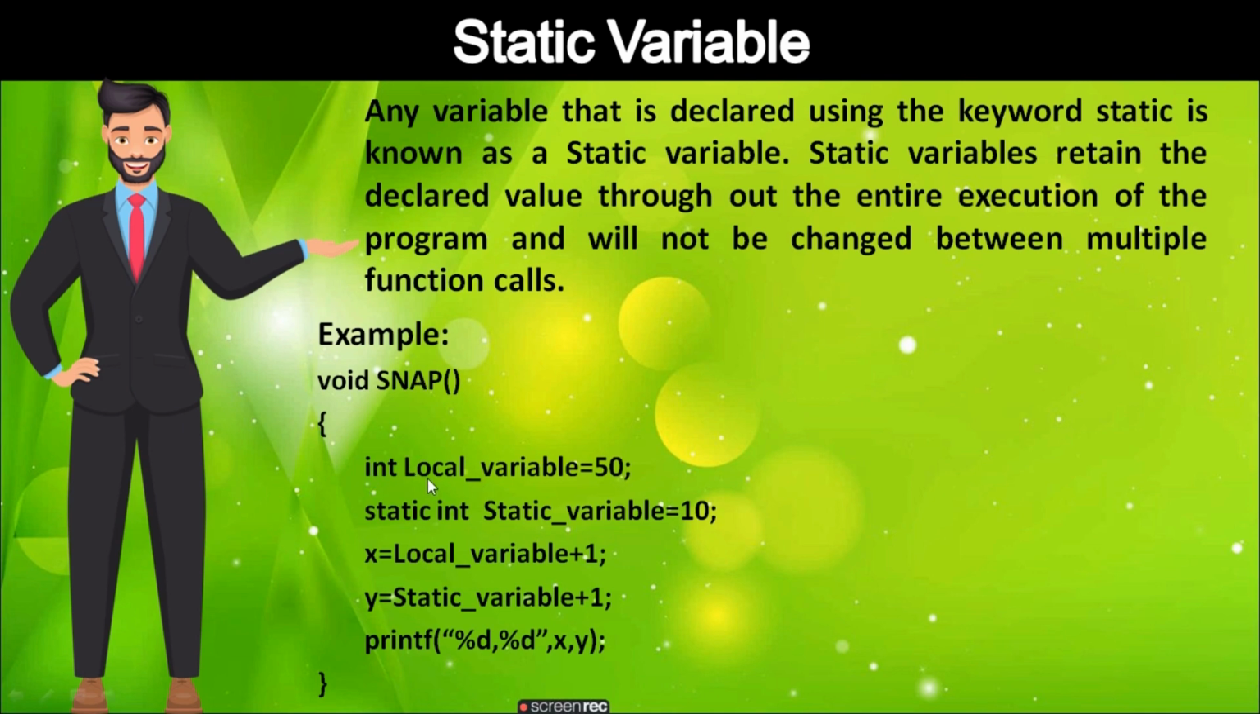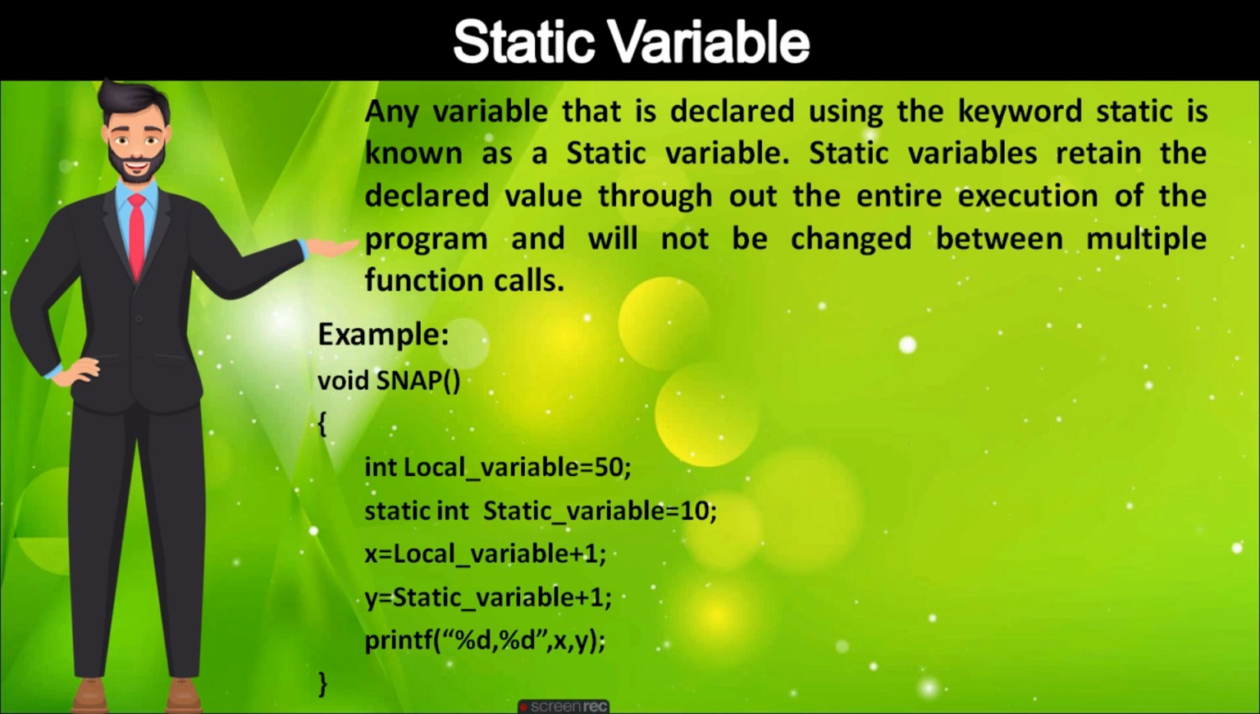For example, in the function I have used a local variable and assigned the value 50 to it. Then I have referred to one more variable, static variable, of integer data type. I am assigning the value 10 to the static variable, but this variable has the keyword static. So before the data type I have used the static keyword, then int data type, then the variable name static variable. Now throughout the program the value 10 remains the same.